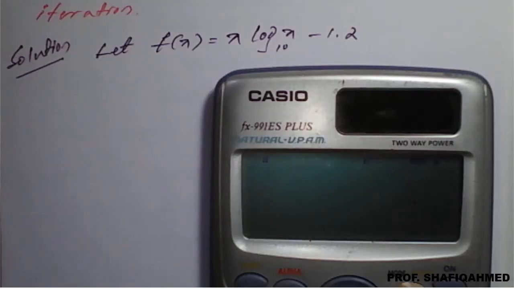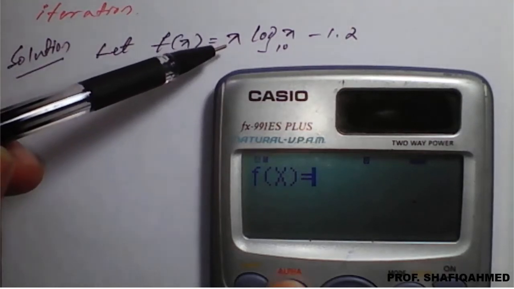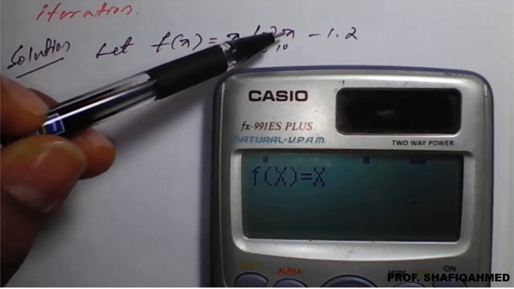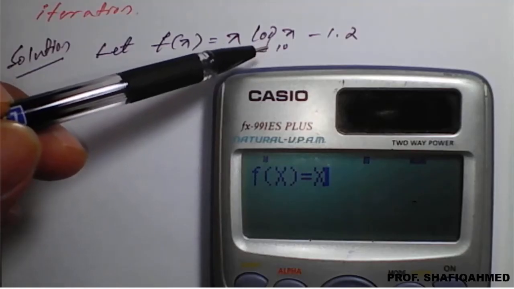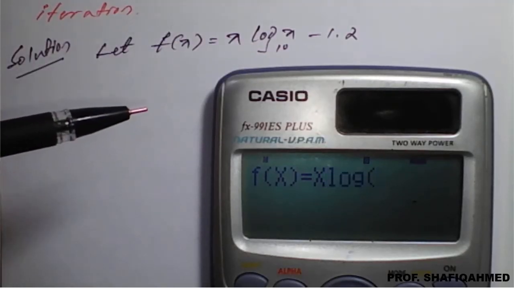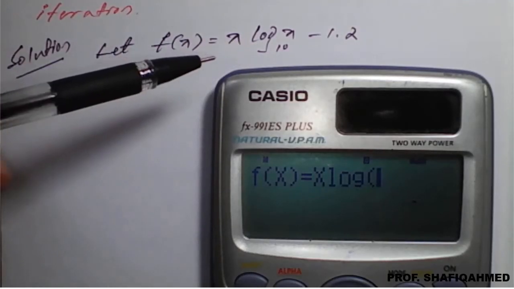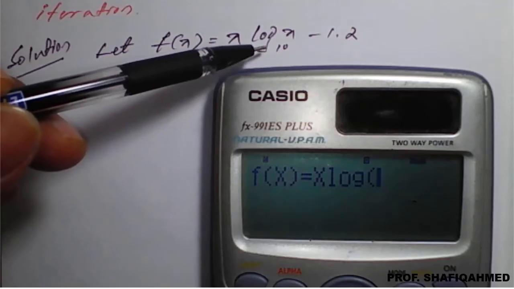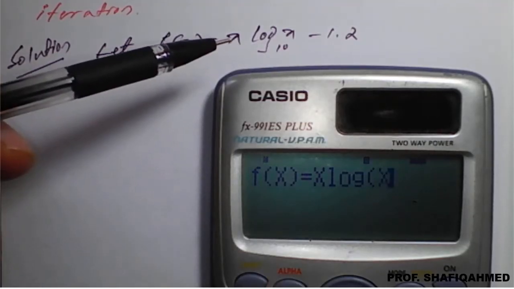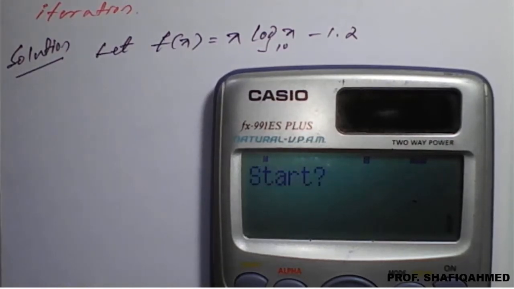To prepare the equation, go to the mode option, then press 7, so it will show f of x on the calculator screen. Then press alpha x, then we have log x to the base 10. If they show base 10, you have to use the log option in the calculator. If no base is given, then we use the ln option. Right now they have given log, so use log directly, which understands base 10. So alpha x, close the bracket, minus 1.2, then press equal to sign, and it will ask for the starting value.